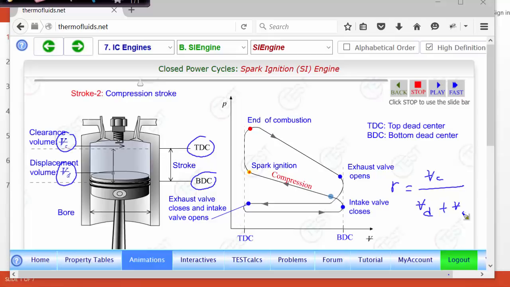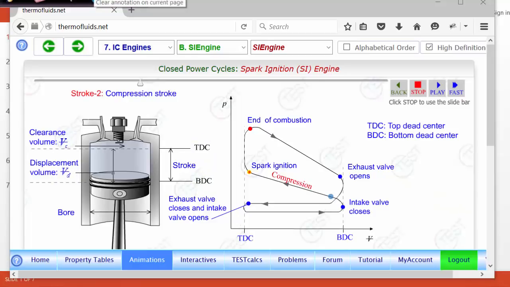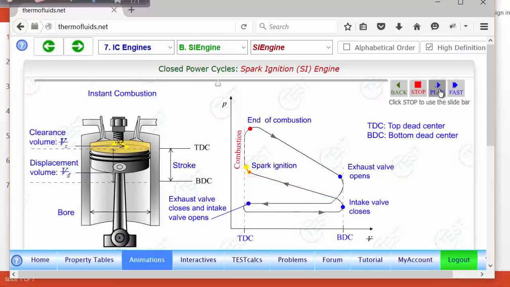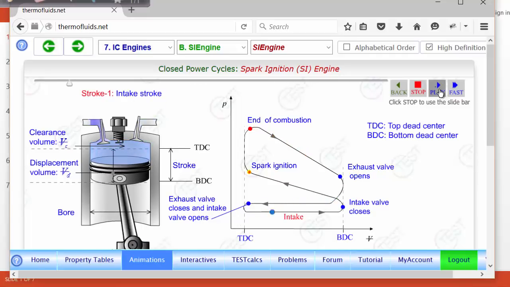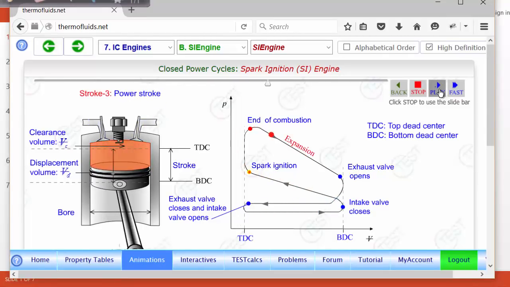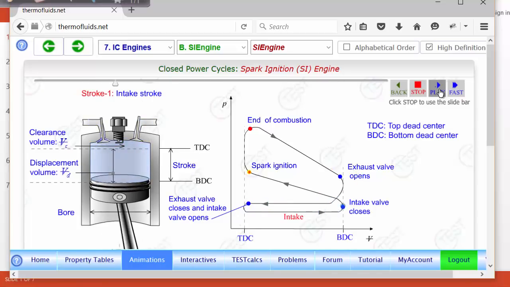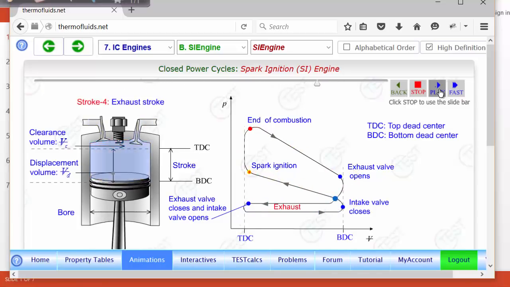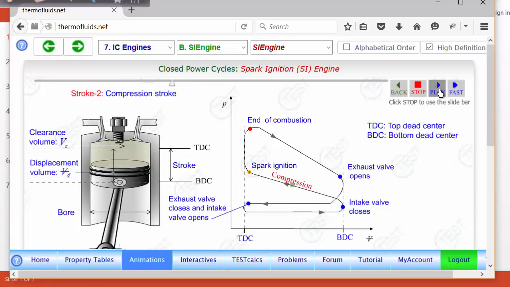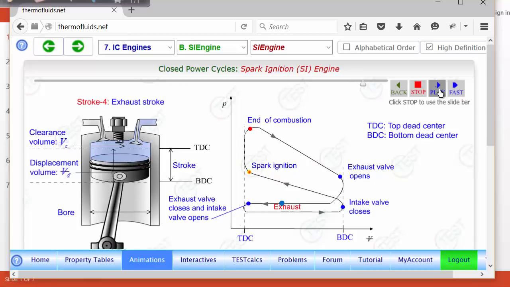The diameter of the cylinder is known as the bore, and as we have already seen, these valves open and close, so the system really is open. So it's a very complicated process. Okay, let's watch the cycle one more time as it executes itself. Notice that two revolutions of the crankshaft complete one cycle. In other words, for every two revolutions, the different strokes in the cycle are executed.